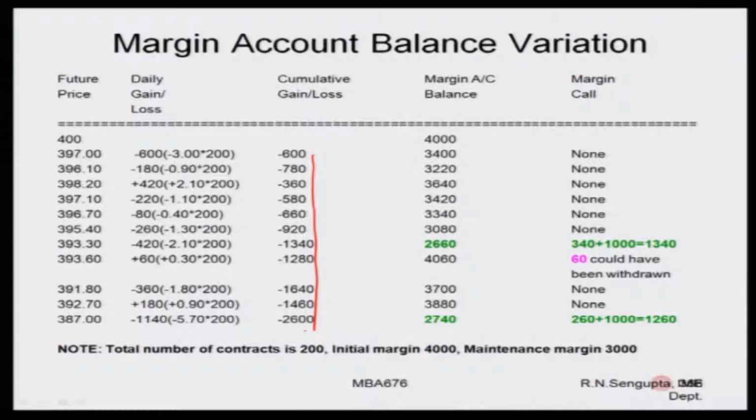Now you want to find out how the fluctuation in the margin account happens. If you remember, the initial margin was 4,000. So the 0th day was 4,000. Now the cumulative loss is minus 600, so it falls from 4,000 to 3,400. Next, it falls from 3,400 to 3,200. If you go this way, these are all the falls which are happening.